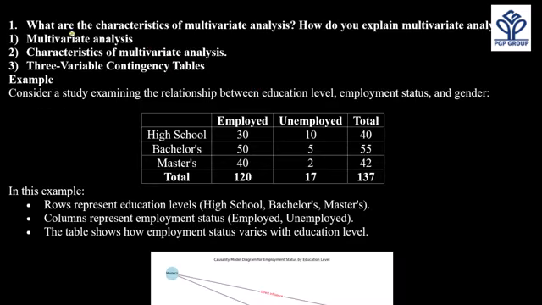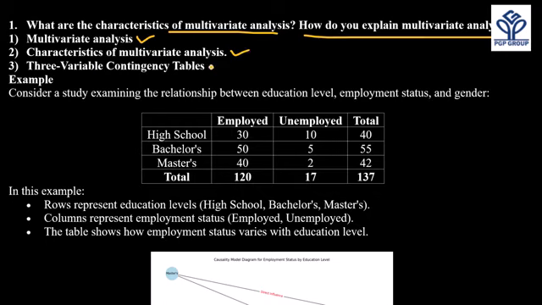Question number 1, part B, 16 mark question. You can see: what are the characteristics of multivariate analysis? How do you explain multivariate analysis? You can find the answers from part A, but I'm giving the points. What are the points you have to write? First, write what a multivariate analysis is. Second, write the characteristics of multivariate analysis. You can find the answers from part A questions.